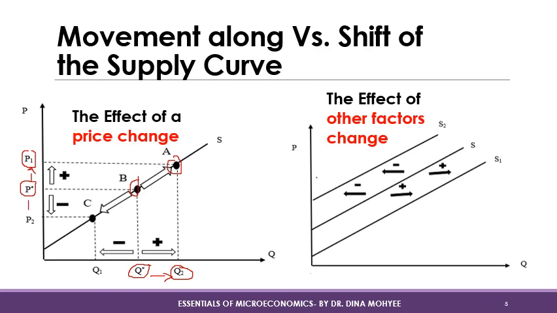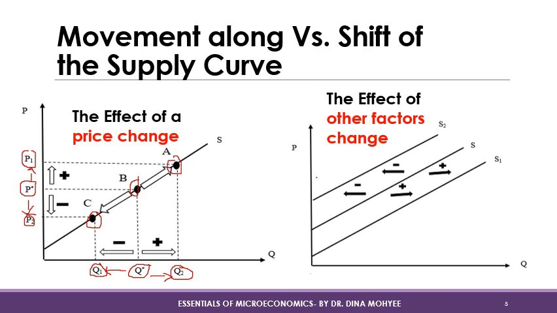Alternatively, if this price declines to P2, the producer will produce less or will offer fewer units in the market. This means that we moved from point B down to point C, but we are still on the same curve. This is why we call it a movement along the curve. As the price increases, the quantity supplied increases, moving up the supply curve, and as the price decreases, the quantity supplied decreases and we move down the supply curve from point B to point C.